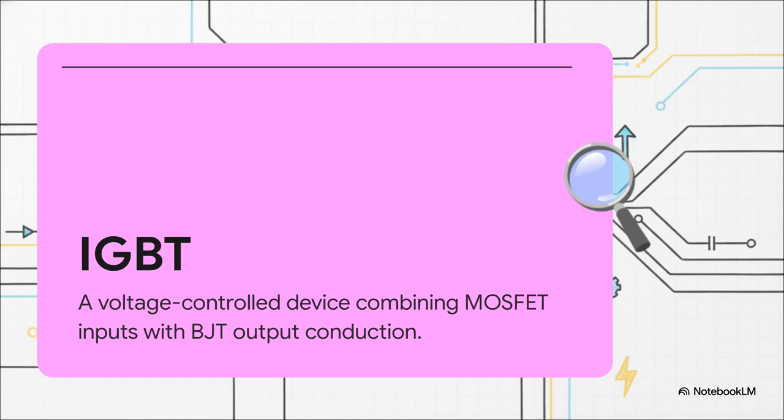The solution is essentially a Frankenstein's monster of a component, the Insulated Gate Bipolar Transistor. The definition really says it all. It's a voltage-controlled device combining MOSFET input characteristics with BJT output conduction. It takes the heavy-lifting, low-saturation voltage capability of a traditional bipolar transistor and bolts it directly onto the zero-current, voltage-controlled insulated gate of a MOSFET. It doesn't load down your driving source at all, but it can switch absolutely massive loads on the output.